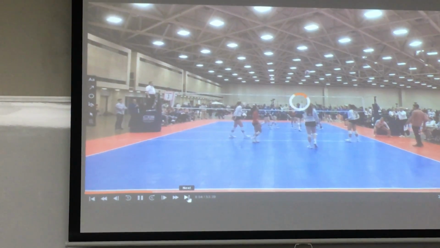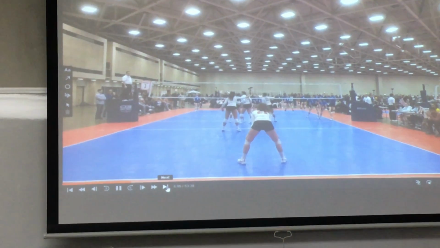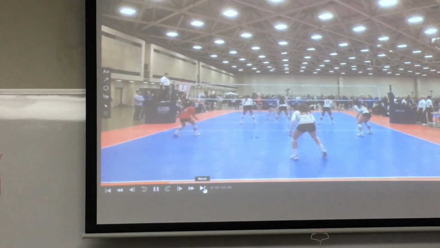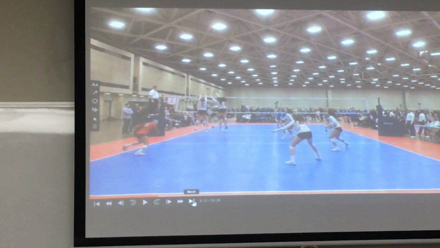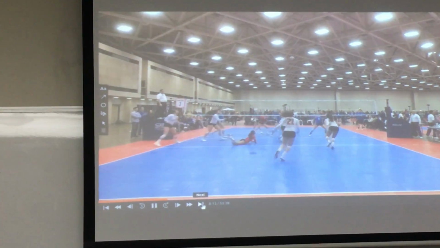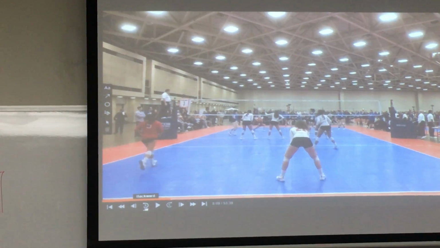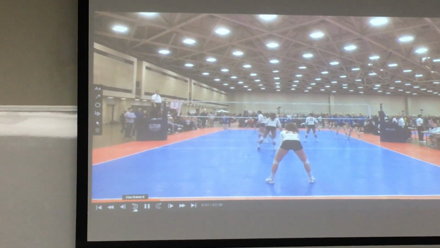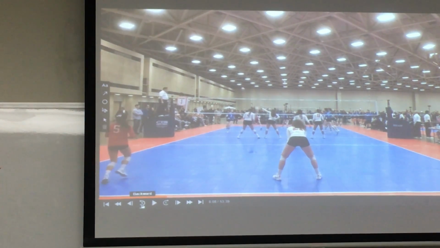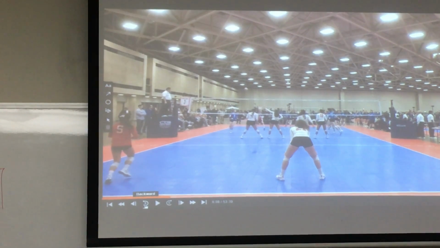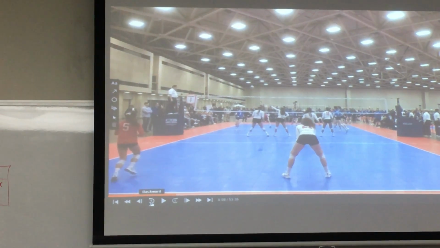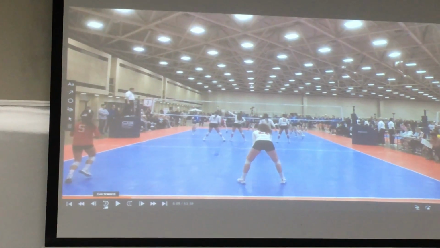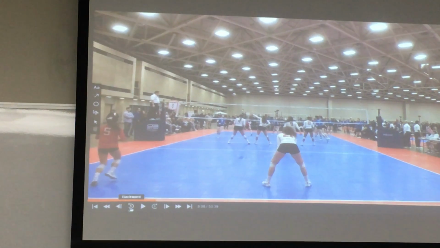Let's watch some more. So this play here, right? The ball got set where? To the opposite. Was that a 4, a 2, or a 5? This play was more of a slide, but it was to the back set zone, right? But again, watch the front row blockers and watch the back row players, right?